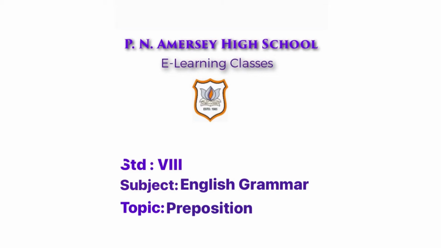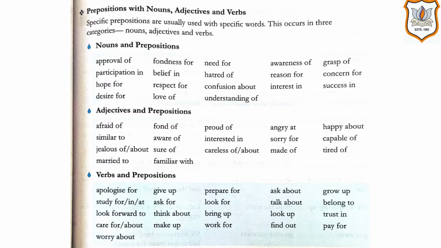Hello dear students, today we will continue with our chapter of English grammar, prepositions. So, prepositions with nouns, adjectives and verbs. Specific prepositions are usually used with specific words. This occurs in three categories: nouns, adjectives and verbs.